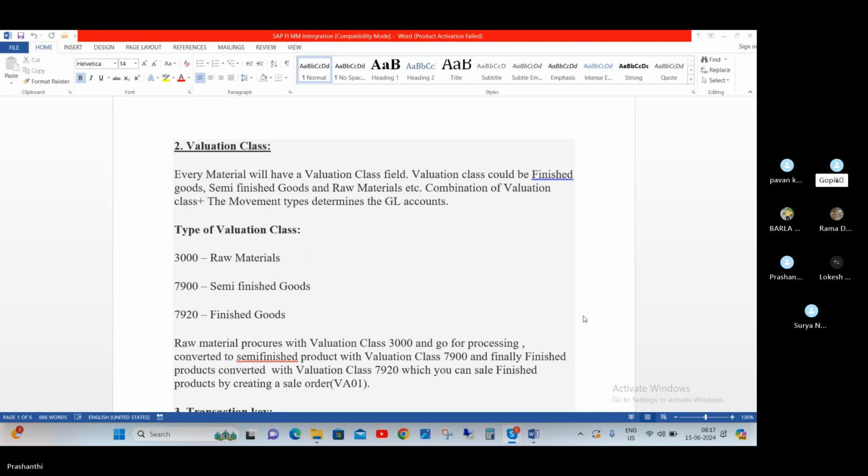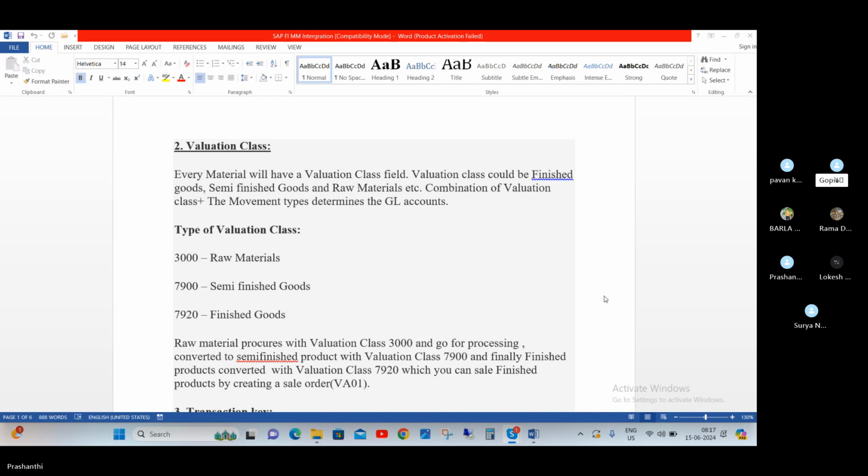Valuation class is nothing but the type of material. Yeah, here on the screen, wait a minute. Every material will have a valuation class field. Valuation class could be finished goods, semi-finished goods, or raw materials. The combination of valuation class plus movement type determines the GLs. So here, those are explained clearly.